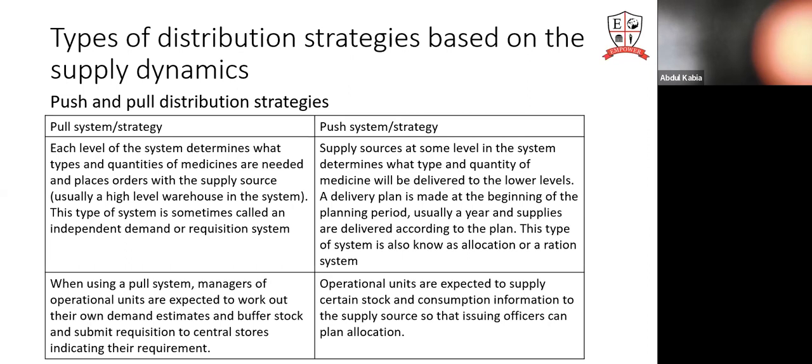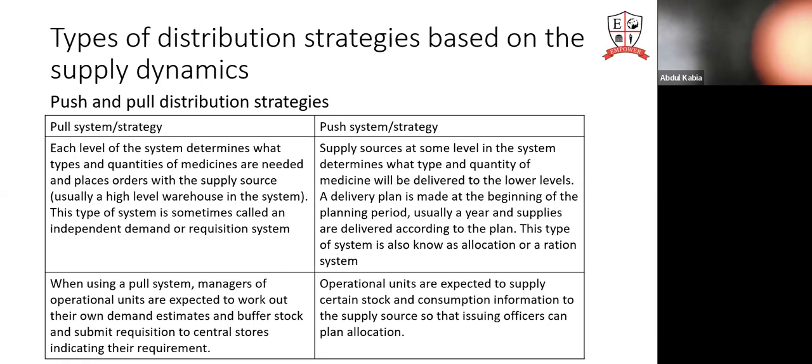So the delivery plan is made at the beginning of the planning period, and let's say we are going to deliver every quarter. And it also depends on certain parameters. Availability of commodities throughout the pipeline is also another. So if you are using a pull system, we expect each lower level to work out their demand. They estimate their buffer stock and they submit a request. And that one is honored.